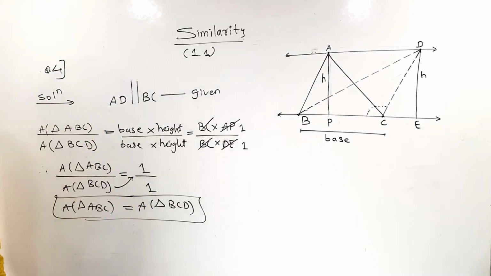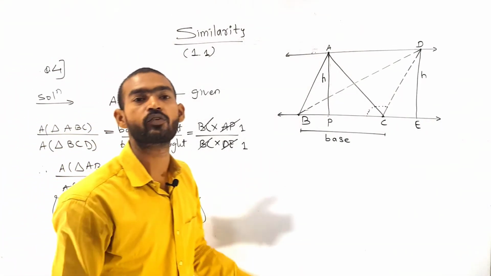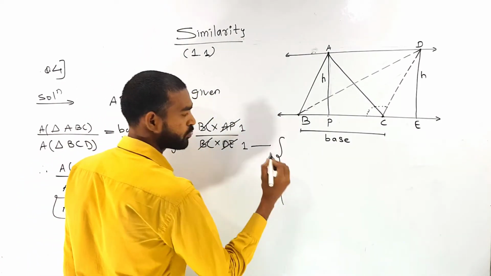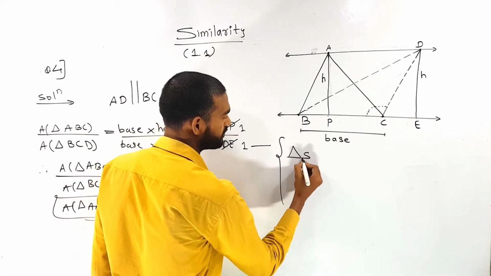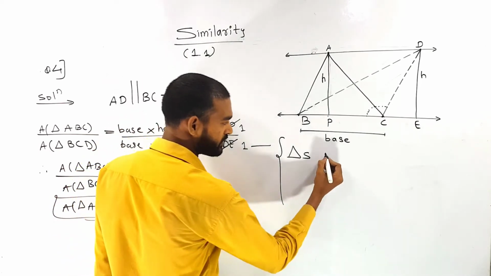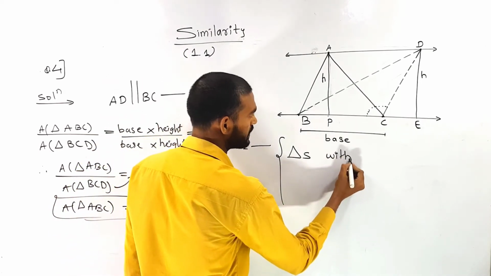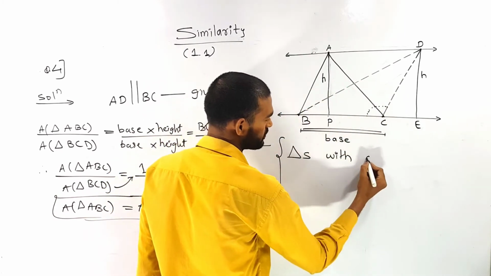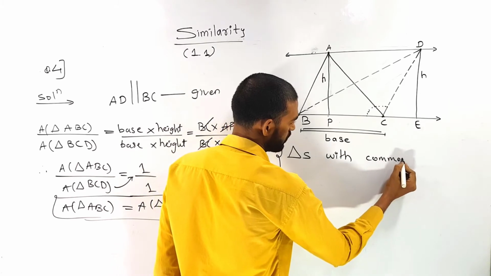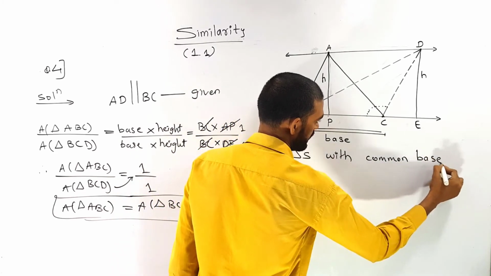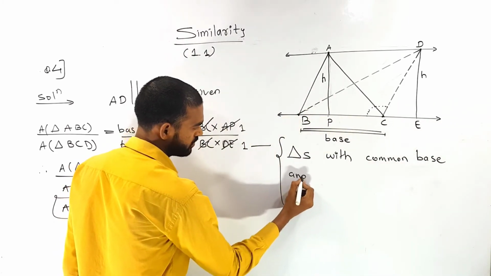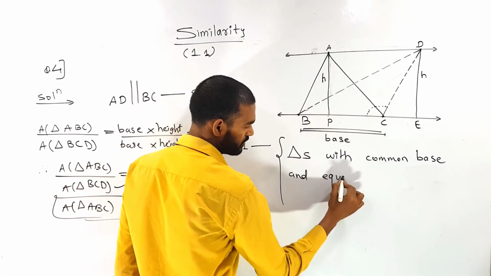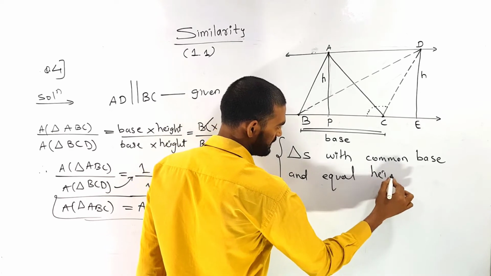So which property have we used here? We use here the fourth property of similarity. What is that property? The property is triangles with common base and equal heights. Here we can see two triangles with common base, and what about their heights? Equal heights.